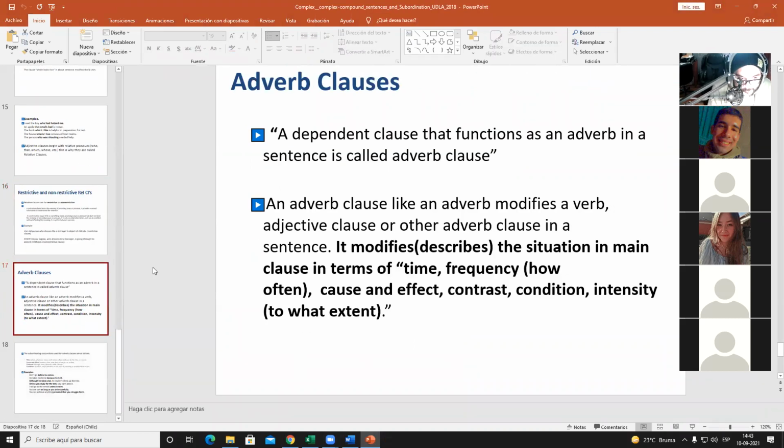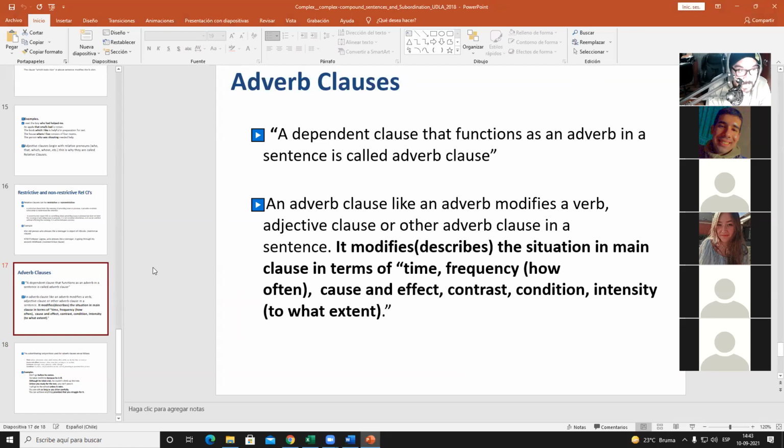Adverb clauses. Las adverb clauses son las dependent clauses que hemos visto todo el tiempo y son esas que parten con la subordinate conjunction, ¿sí? Y que si se ponen adelante de la independent clause, las separamos por una coma.